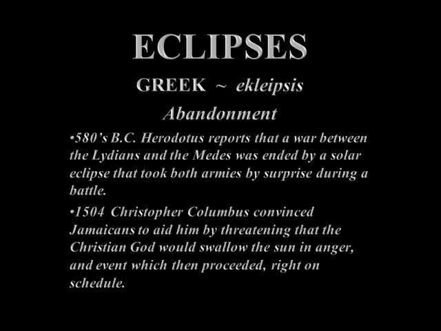In 1504, Christopher Columbus convinced Jamaicans to aid him by threatening that the Christian God would swallow up the sun in anger, an event which then proceeded right on schedule. I think it's remarkable. We talk about how Columbus proved that the Earth was round. Certainly he did not. He knew very well that the Earth was spherical. It was his intent to get to the east by sailing around the other way, by going west.